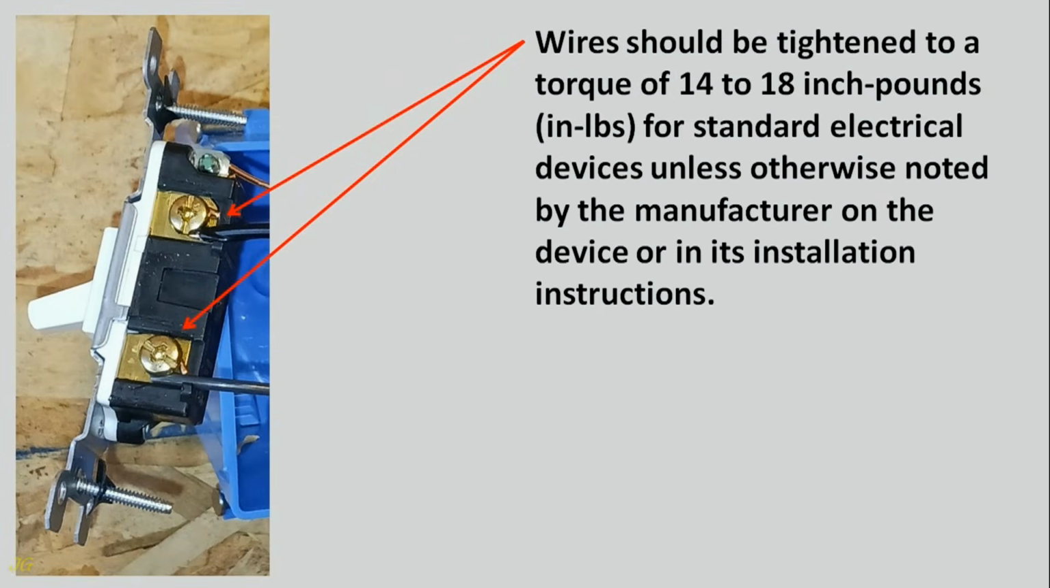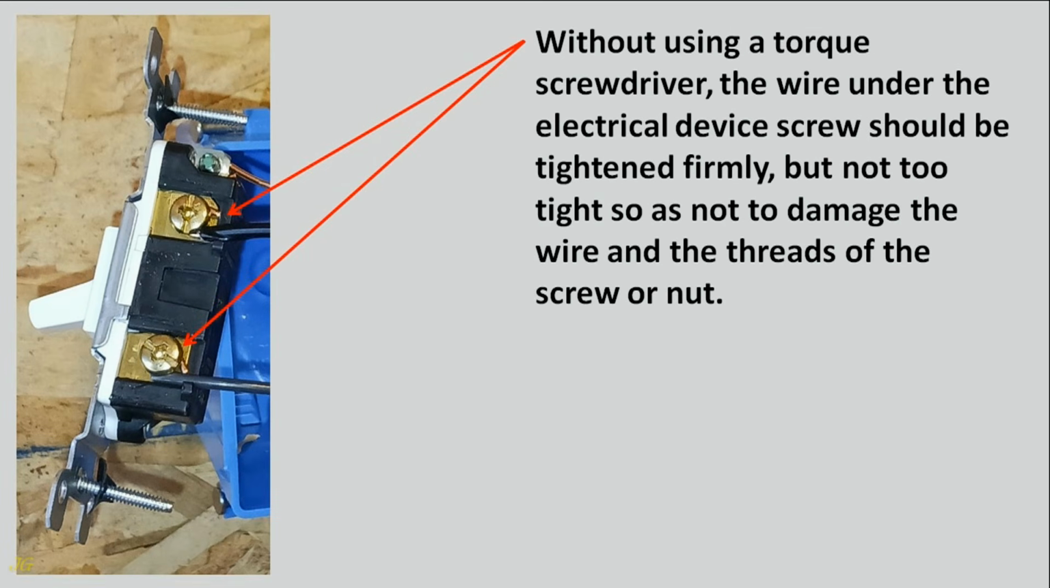Wires should be tightened to a torque of 14 to 18 inch-pounds for standard electrical devices unless otherwise noted by the manufacturer on the device or in its installation instructions. Without using a torque screwdriver, the wire under the electrical device screw should be tightened firmly, but not too tight, so as not to damage the wire and the threads of the screw or nut.